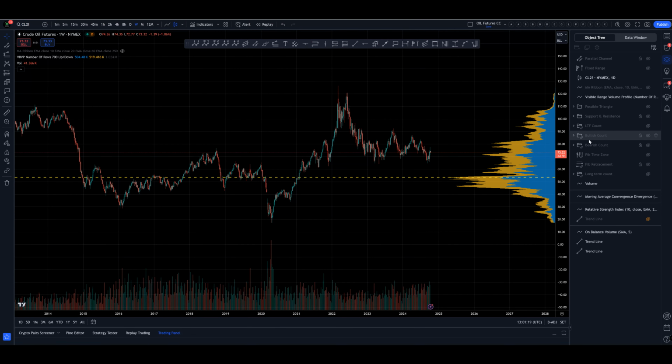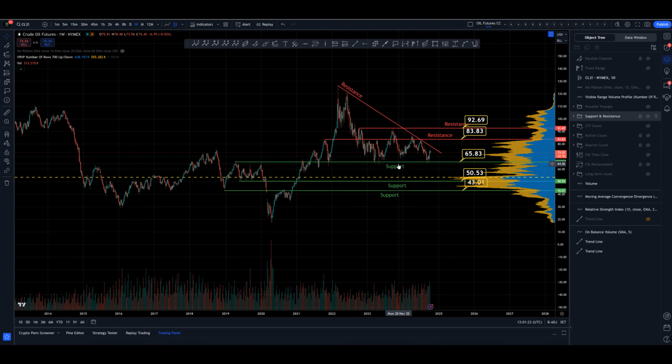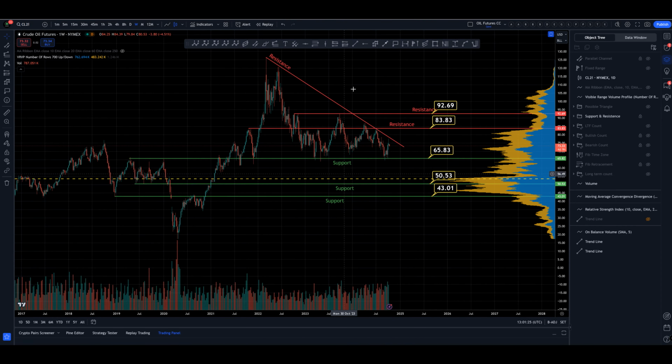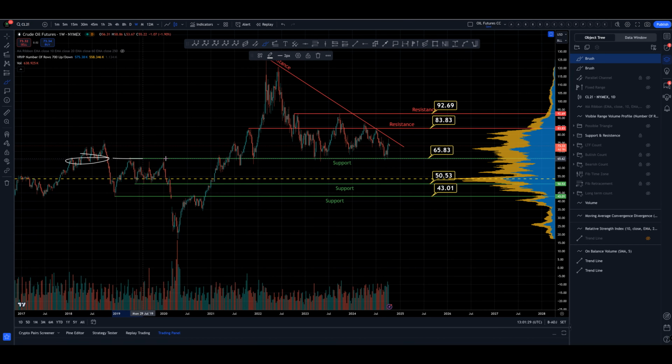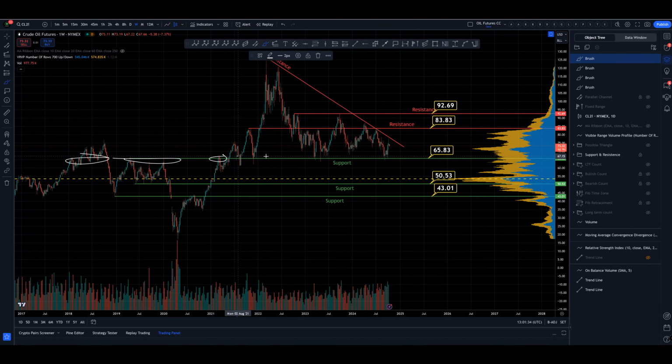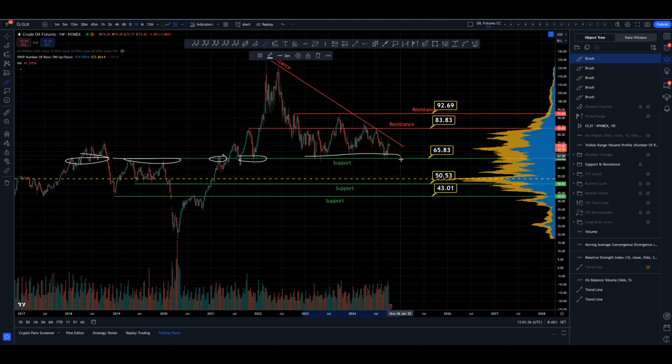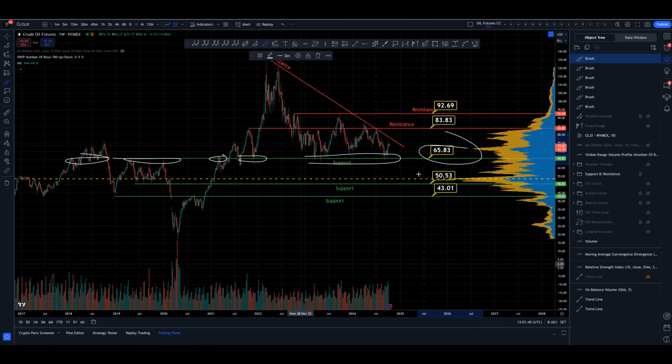So first things first, what have we done? Well, we've gone back to support. Okay, pretty strong support level. We can see that the prior lows here and the prior highs here, these highs have remained resistance, then they became support, and then they have stayed support. And we're above that major support level today at 65.83.